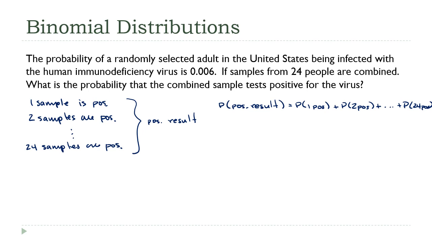Or we can come at this a slightly different way. What I'm looking at here, if I can amend this a little bit, is the probability of at least one positive result in my mega sample. So now what I'm going to do is use our complement rule.